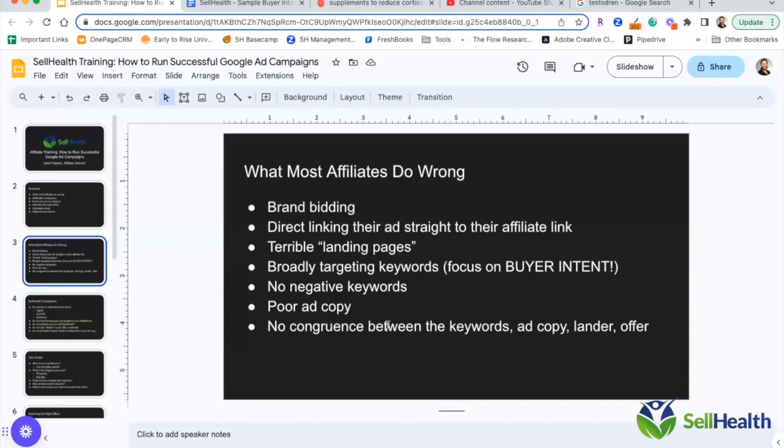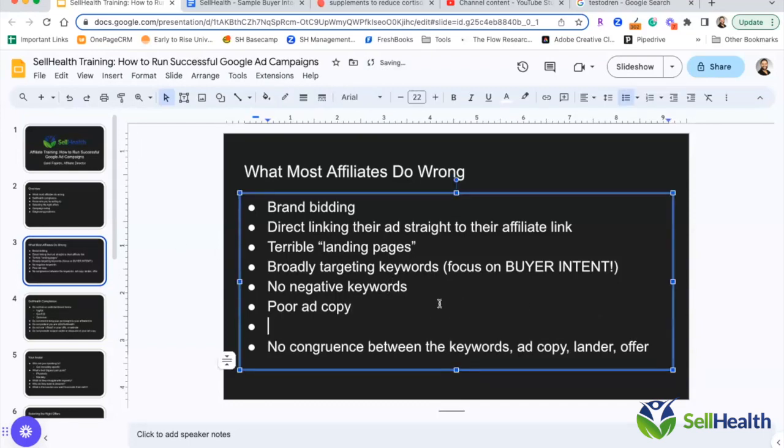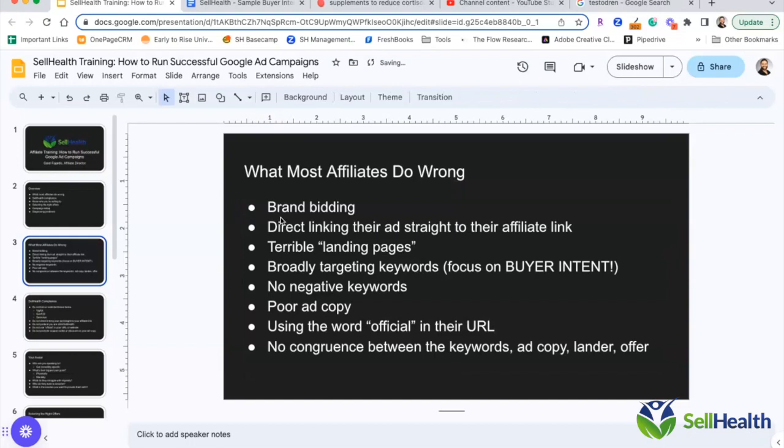Okay. I just realized there's one more that I need to put in here. Okay. Broadly targeting keywords. So this is people who will just bid on the word. Like, let's say maybe you're trying to sell Cortisync, right? And instead of targeting buyer intent keywords, and I'll go over that in a little bit, they'll broad target keywords.